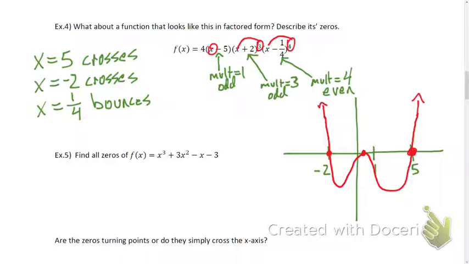Let's practice another problem. Let's find all the zeros and describe them. I see 4 terms. If you have 4 terms, one method that sometimes works is factoring by grouping.